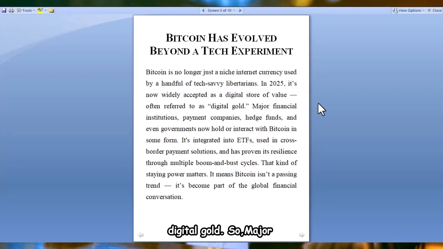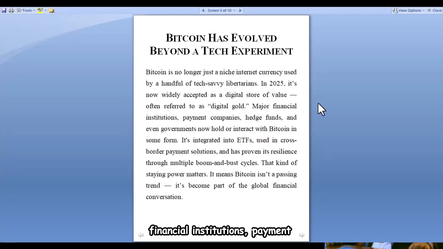It's now widely adopted as a digital store of value, often referred to as digital gold. Major financial institutions, payment companies, hedge funds, and even governments now hold or interact with Bitcoin in some form. It's integrated into ETFs, used in cross-border payment solutions, and has proven its resilience through multiple boom and bust cycles. That kind of staying power matters. It means Bitcoin isn't a passing trend. It's become part of the global financial conversation.